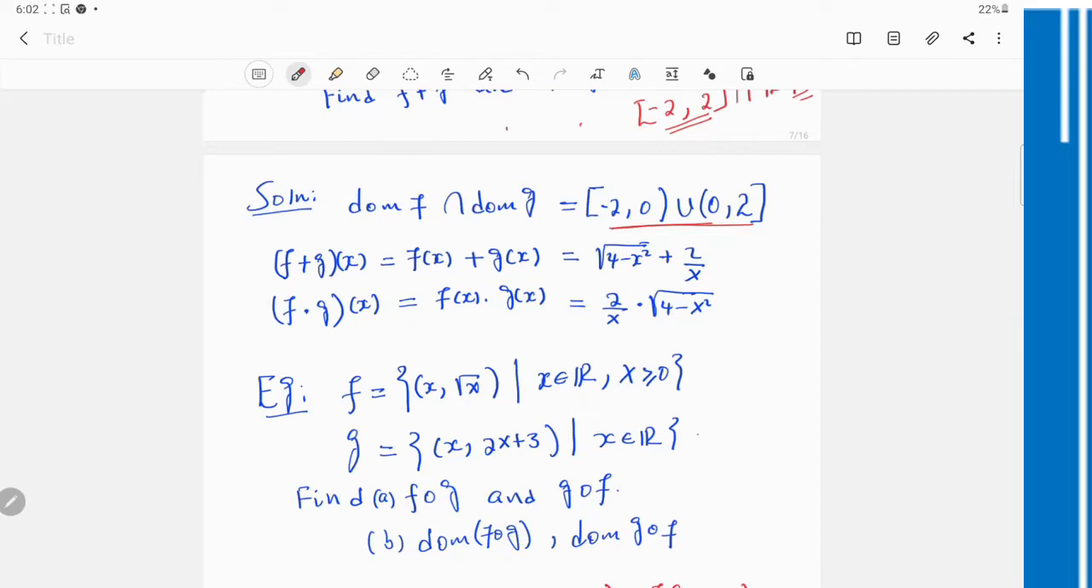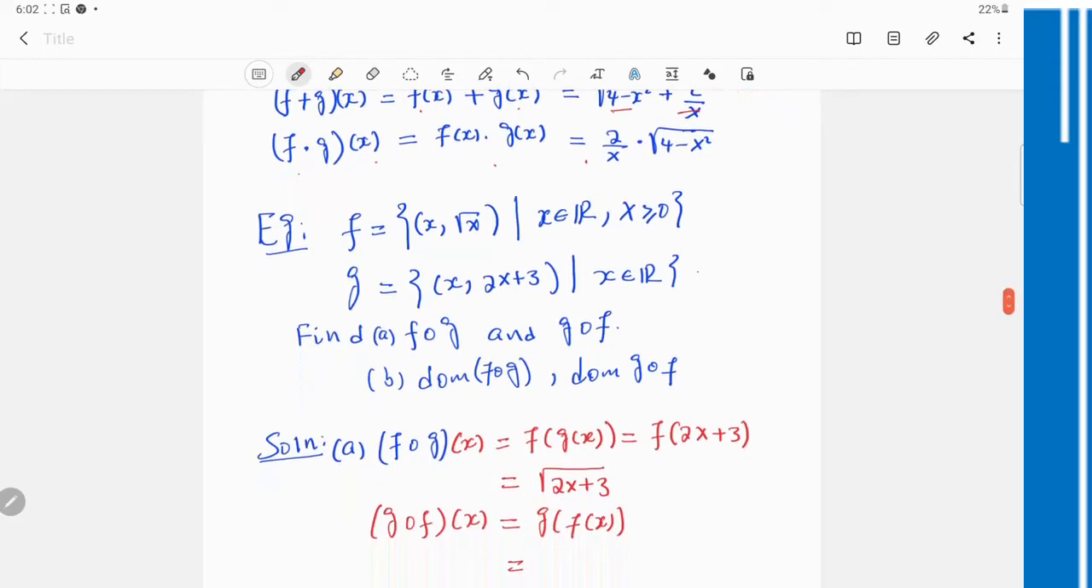We find the domain, then the rest is simple. F plus G of X is defined by this, so we just get this like this, and F times G is just a multiplication. The important thing here is everything is simple, but you need to find the domain of F intersection domain of G, or the domain of F plus G and F times G. So let's see another example.